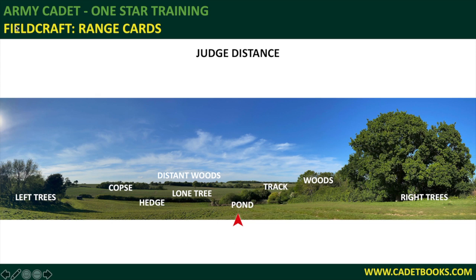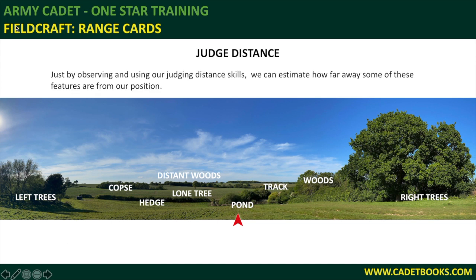Judge distance. Just by observing and using our judging distance skills, we can estimate how far away some of these features are from our position. Left trees 25 metres, copse 250 metres, hedge 120 metres, lone tree 350 metres, pond 100 metres, track 200 metres, woods 150 metres, right trees 25 metres, and distant woods 500 metres.